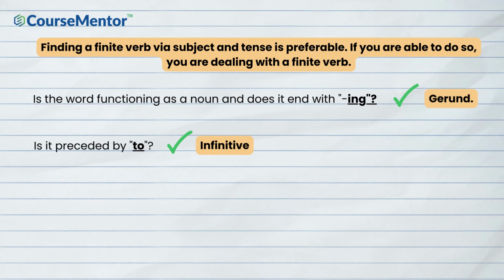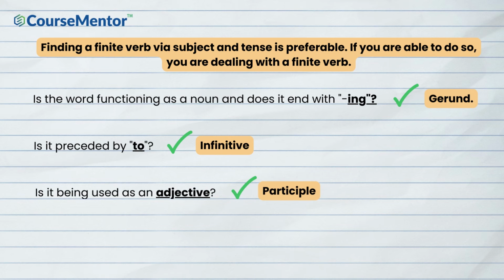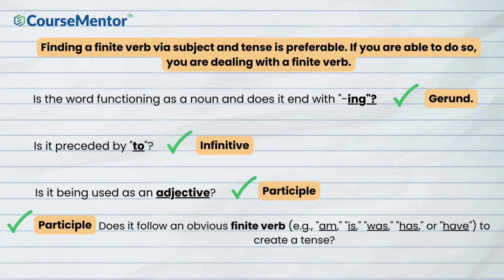Is it preceded by to? If yes, it's probably an infinitive. Is it being used as an adjective? If yes, it's probably a participle. Does it follow an obvious finite verb, for example, am, is, was, has, or have, to create a tense? If yes, it's a participle.